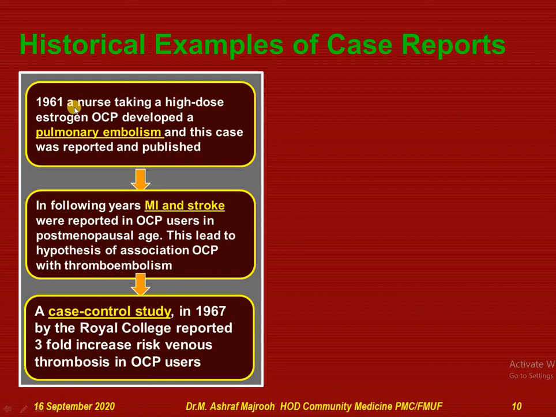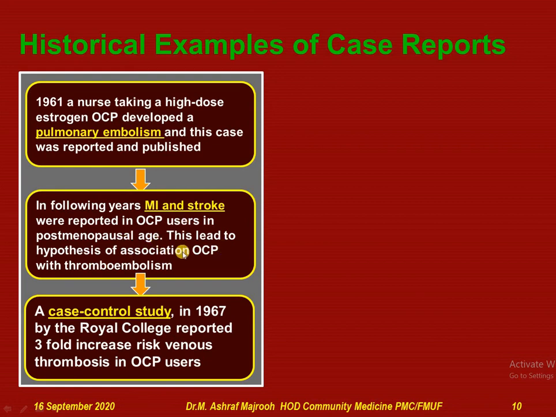In 1961, a case was reported where a nurse taking a high dose of estrogen oral contraceptive developed a pulmonary embolism, and this case was reported and published. After that, multiple cases were reported in the following years with myocardial infarction and stroke in oral contraceptive users in postmenopausal age.